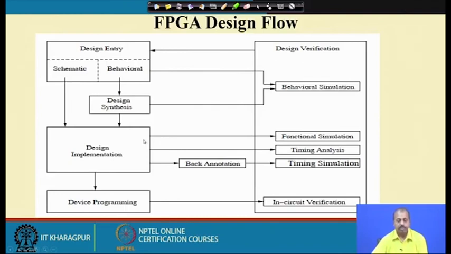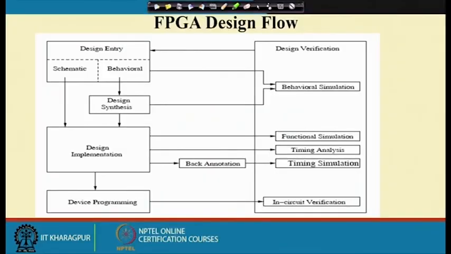And once the design has been implemented, you can go for functional simulation, to see whether functionally it is giving the correct result or not, and you can do a timing analysis. Maybe in your design entry you have connected the output of one block to the input of another block, but during implementation these two blocks are placed far away on the FPGA chip and go through a number of interconnect stages to get the connection between the two points. As a result, the delay of that wire will be more. That will be captured in the timing analysis phase.